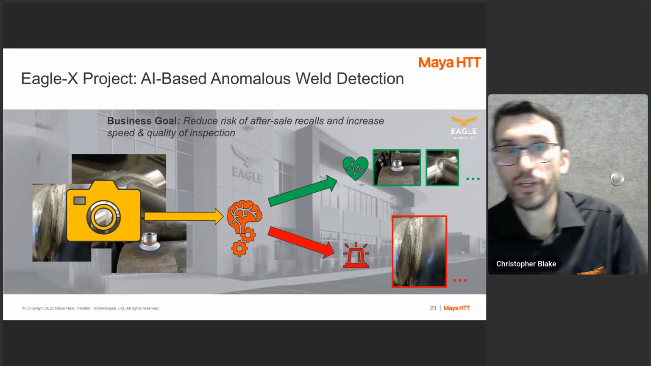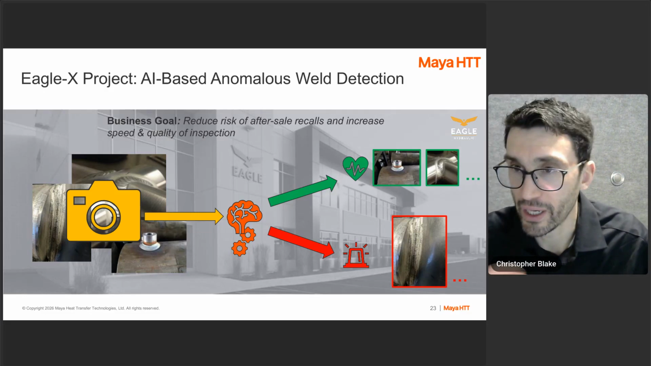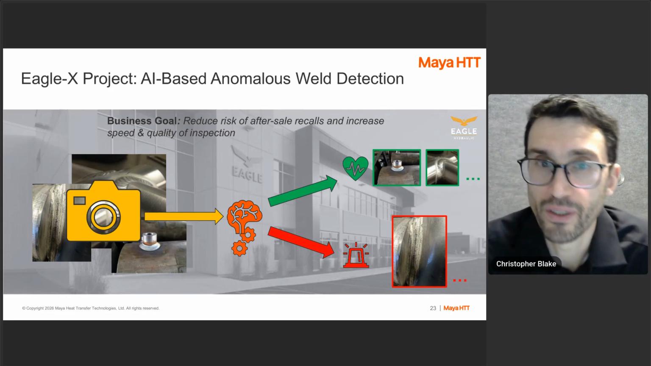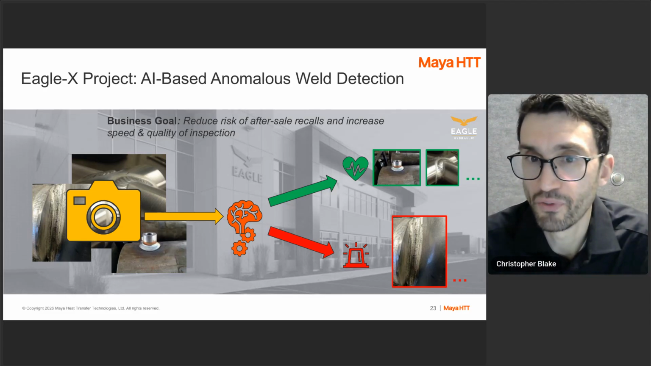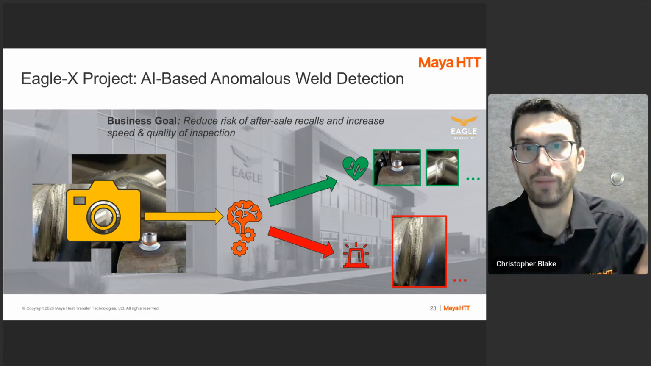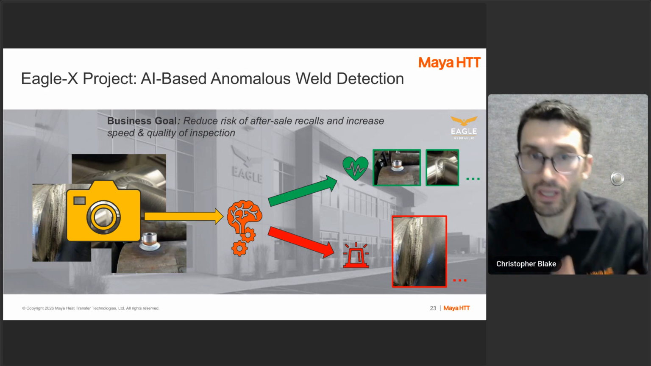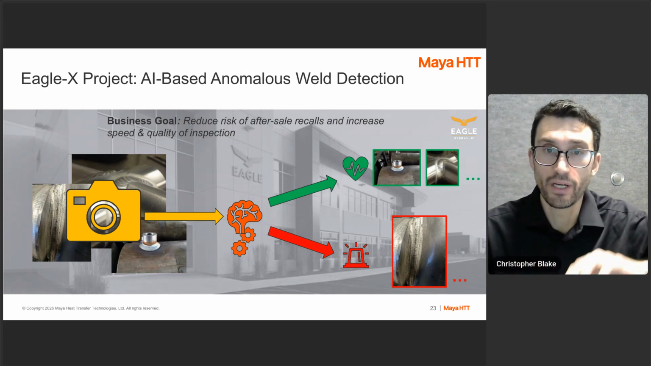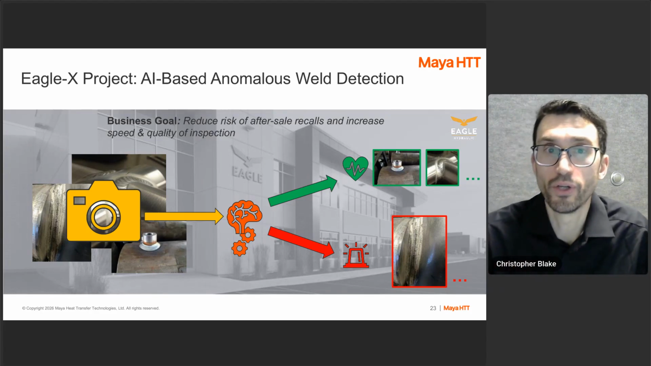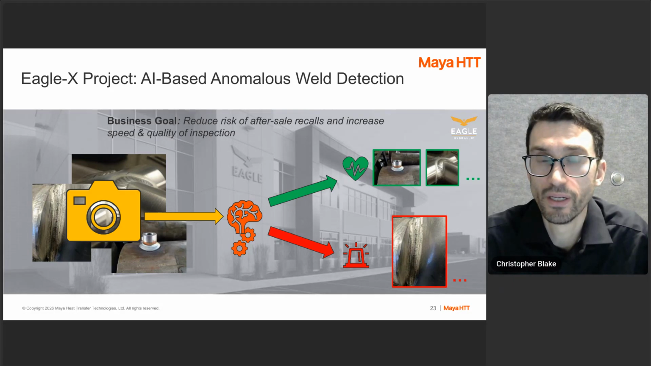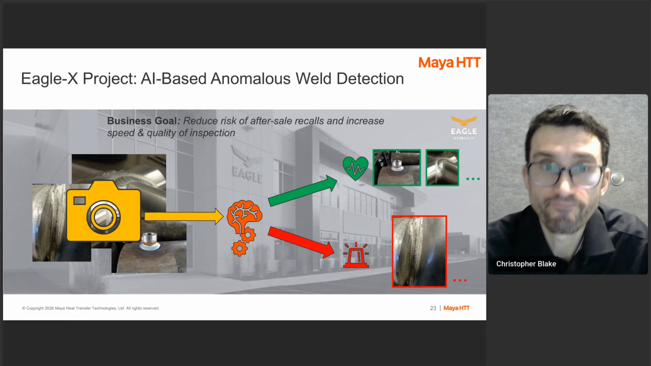Maya has worked on a similar use case, albeit it's for welding processes instead of injection molding, but it kind of gives you an idea. In this project that we did with Eagle Hydraulics, we applied an AI model called a vision transformer to images of welded assemblies, and we extracted features of the weld location to classify them as either good or bad. This is mainly to increase the speed and quality of inspection and avoid costly after-sales recalls.